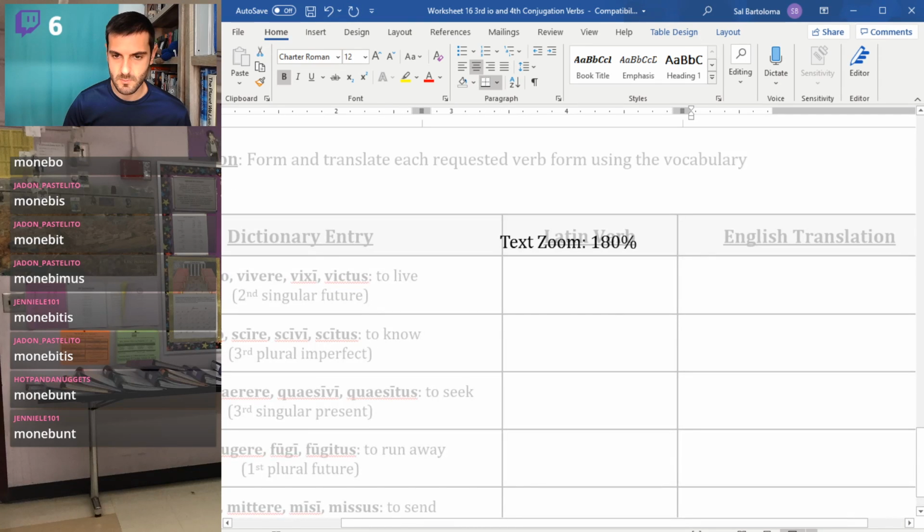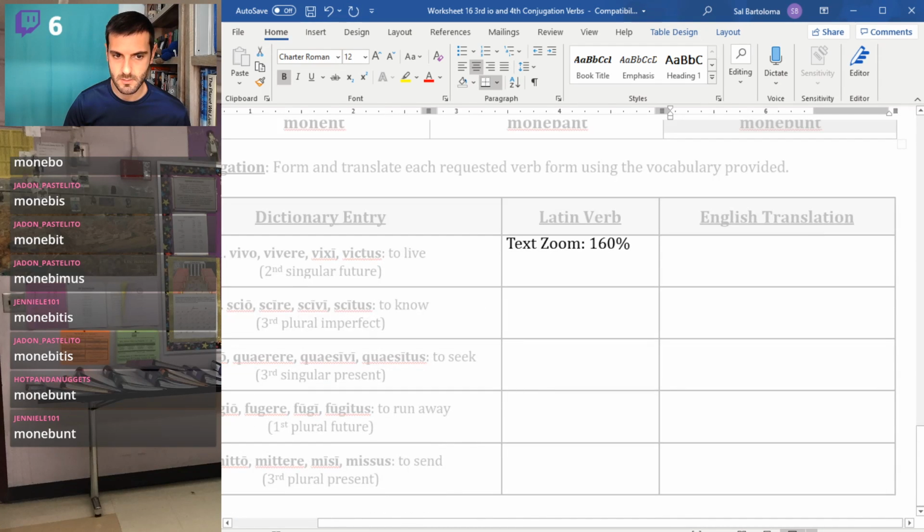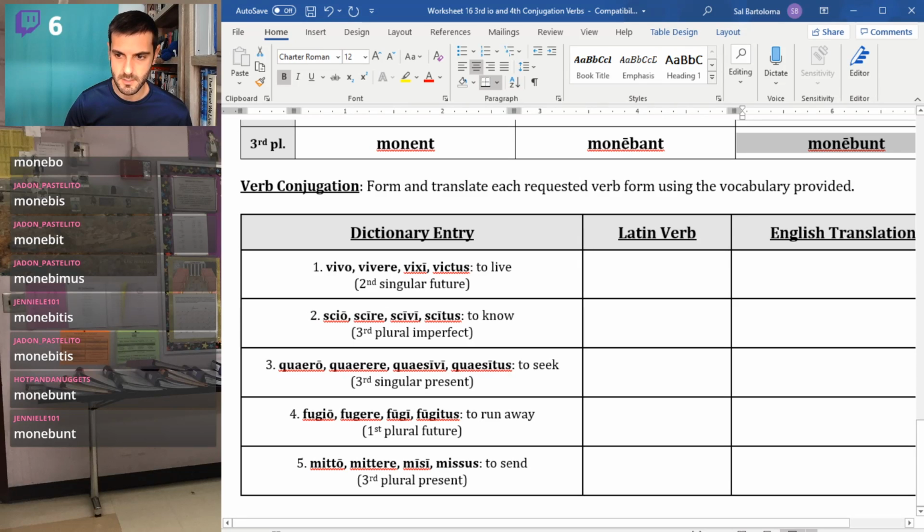All right. Why is it doing this text zoom thing? I do not like it.